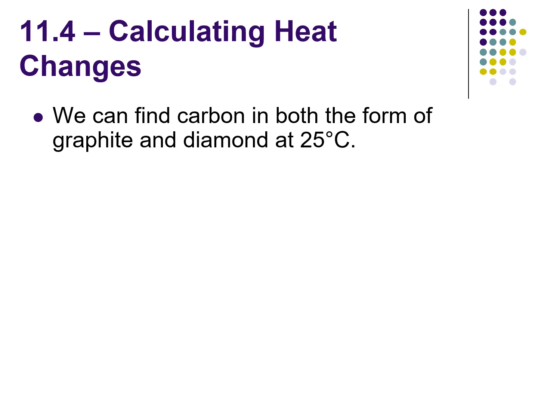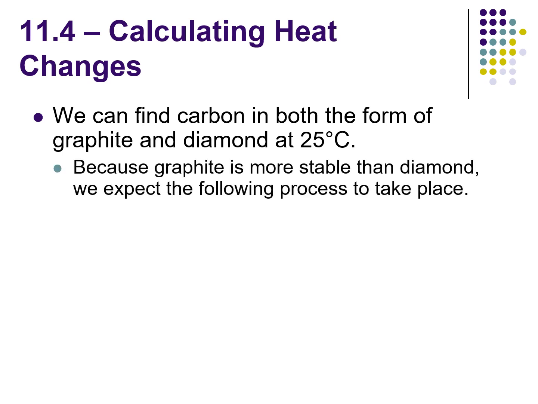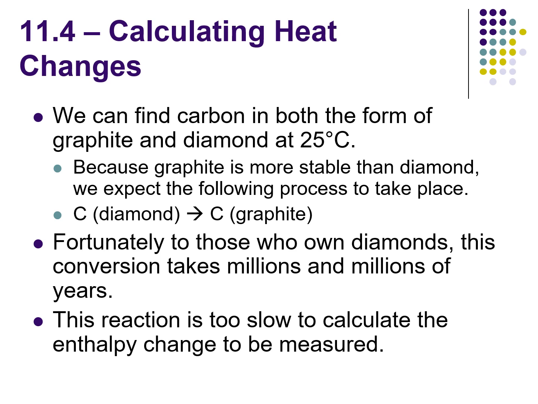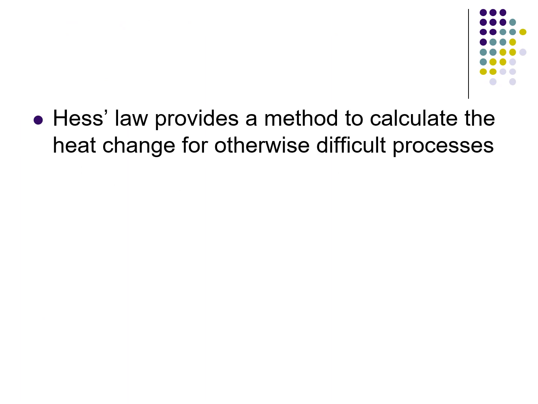For instance, we can find carbon in both the form of graphite and diamond at 25 degrees Celsius. Because graphite is more stable than diamond, we would expect diamond to turn into graphite. But fortunately, for those of you who own diamonds or your parents do, this conversion takes a very, very long time. Because that takes millions of years, we really couldn't measure the heat change involved in it, just not realistic. So there are different methods that we use to calculate heat change when doing it directly otherwise wouldn't work.